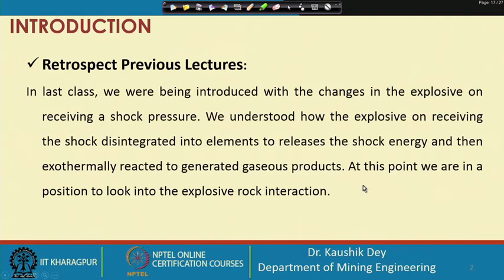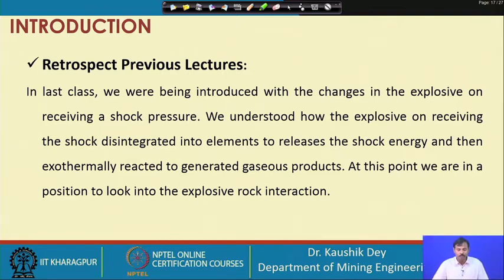So, let us retrospect what we have covered in the last class. In the last class, we were introduced to the changes in the explosive on receiving the shock pressure. We understood that the moment we give a shock pressure for detonating an explosive, the explosive will first immediately disintegrate into its elements, and on this disintegration, further shock will be released from the explosive, and this shock starts travelling in all directions in the form of a wave, and the elements take a little more time to rejoin themselves to produce the gaseous product.